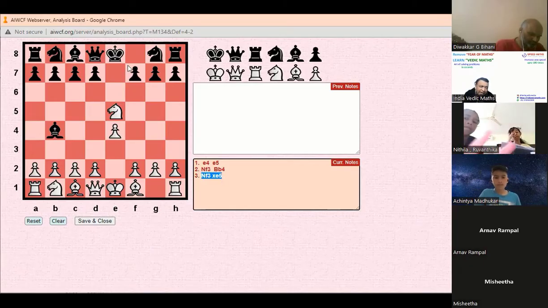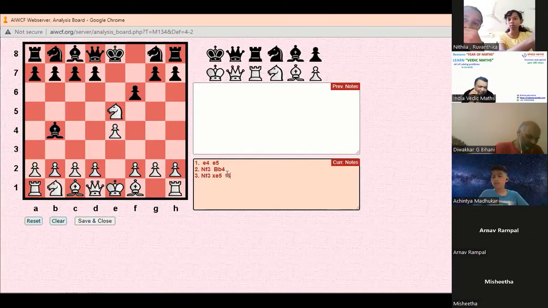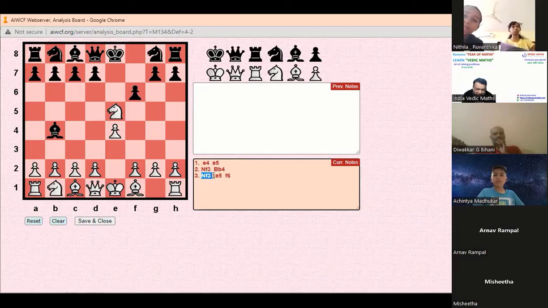Black's turn. Black has put this pawn. What will black say? F6. That's it. Any questions? Yes, sir. If a coin takes another, we have to put X? If a piece takes another, you have to put X, cross, for capturing. Cross for taking, right? Yes. So it means knight F3 cross means captured, taken, E5.